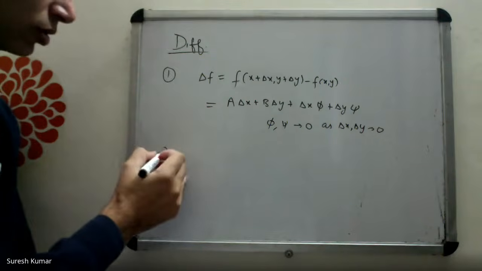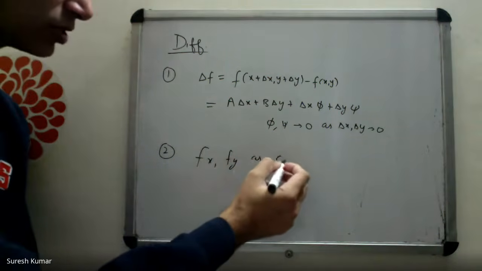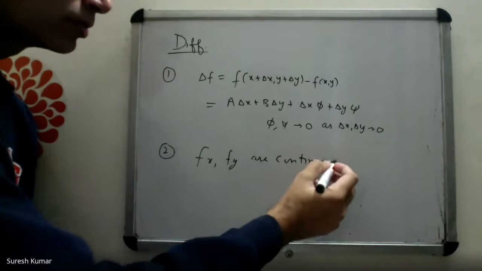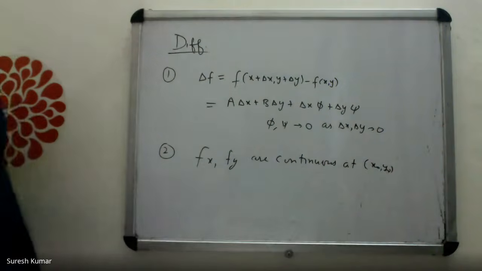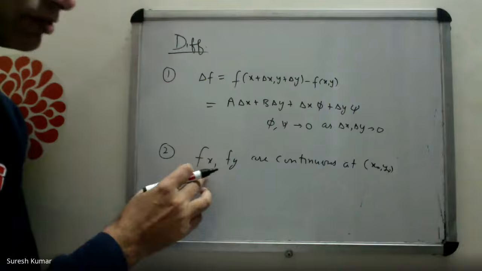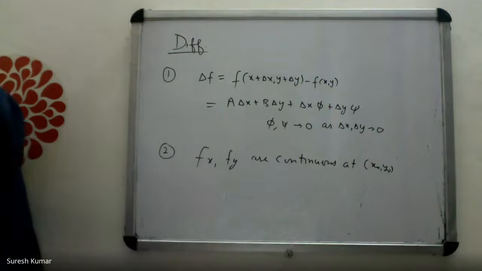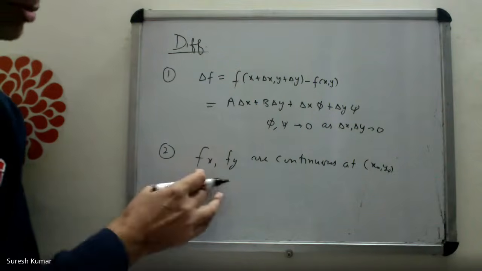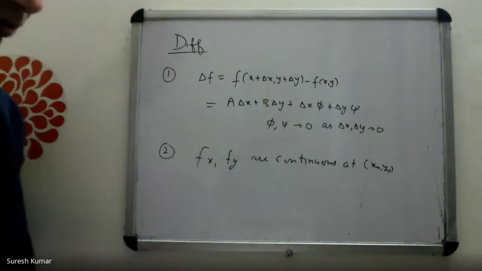Other approach, show that fx and fy are continuous at whatever point you are checking the differentiability, at (x, y). The partial derivatives of f with respect to x and y are continuous. If you are able to show this, then also you can say the function is differentiable at (x0, y0). So depending on the problem, you can choose either route. Usually you will be asked the differentiability at a point. So I think you can use either of the two easily.